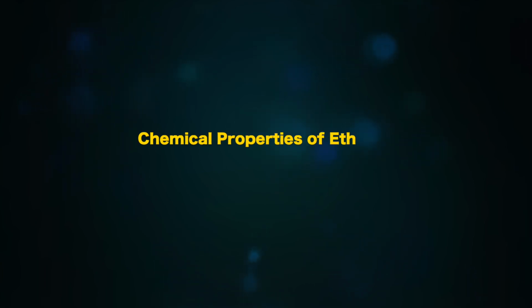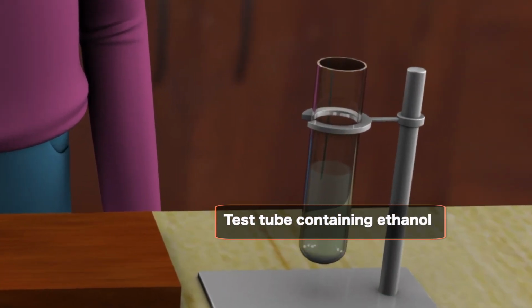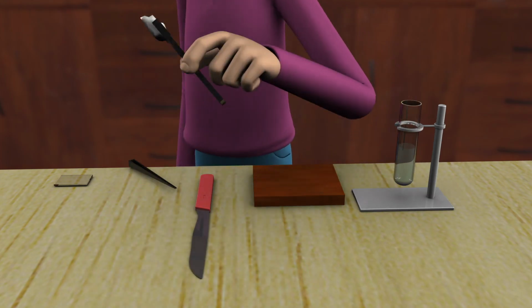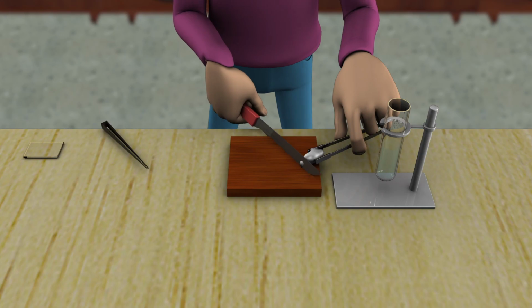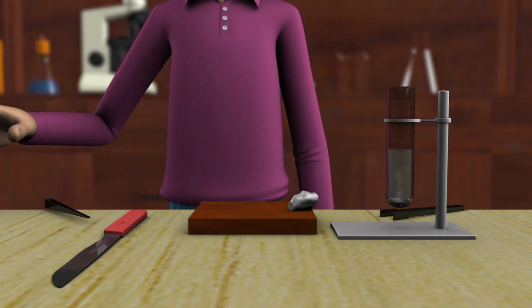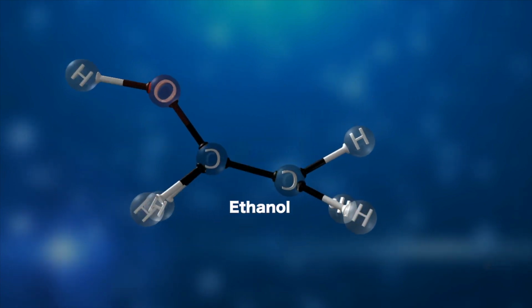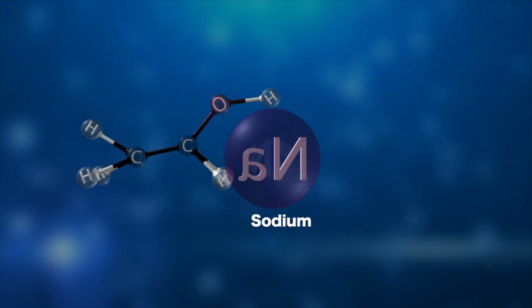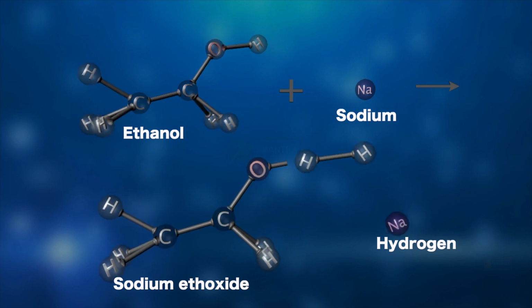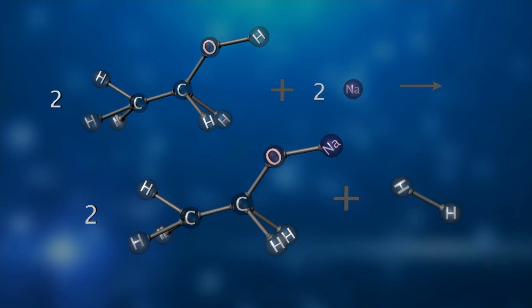Chemical properties of ethanol. Reaction with metals. Take a test tube containing ethanol. Take a pure white sodium metal removed from oil and cut a small piece of it. Using tongs, put the sodium piece into the test tube. We will observe the evolution of gas bubbles. In this activity, the following reaction takes place. Ethanol reacts with metallic sodium, forms sodium ethoxide by replacing hydrogen with sodium in the functional group OH and liberates hydrogen gas.